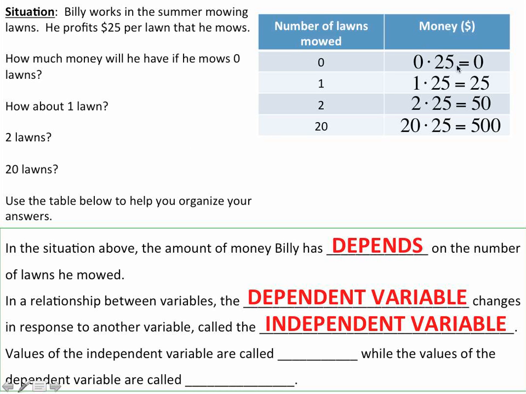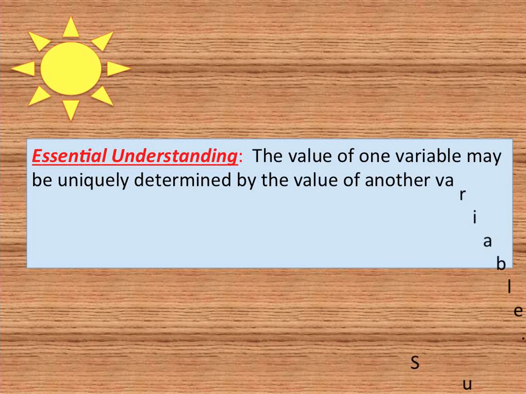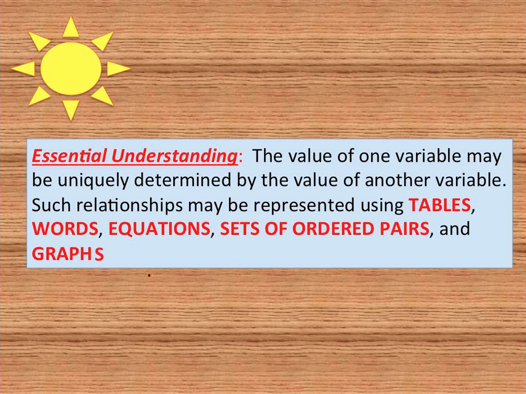The amount of money I have depends on how many lawns I mow. Okay? So this is my dependent variable. This is my independent variable. Values of the independent variable are called the inputs. And then the values of the dependent variable are called the outputs. Cool. So we'll see all those things again here in a second. Our understanding: the value of one variable may be uniquely determined by the value of another variable. Such relationships may be represented using tables, words, equations, sets of ordered pairs, and graphs. Okay? Uniquely means you get one answer.